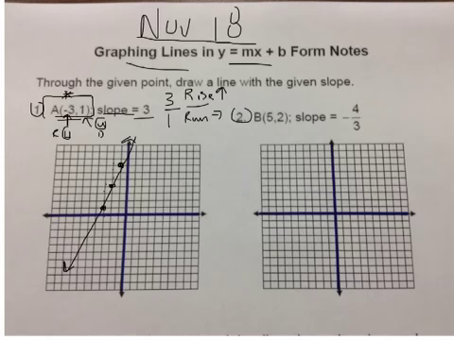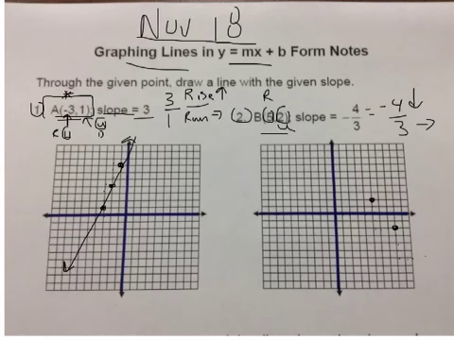Same thing over here. Our 5, since that's positive, tells us we're going to go right 5. Our 2 is positive, so that's going to tell us to go up. I'm going to rewrite this with the negative with the 4. So that's going to tell us we're going to rise down 4, and then we're going to run to the right 3. So we're beginning at 5, 2. 1, 2, 3, 4, 5, 1, 2. And then we're going to count out that slope of down 1, 2, 3, 4, over 3, 1, 2, 3.